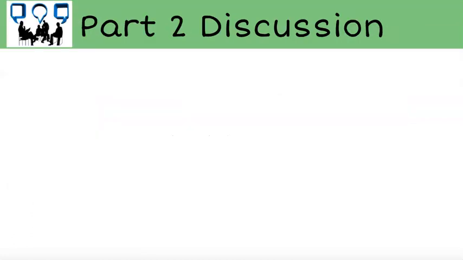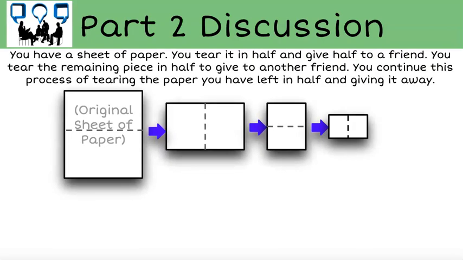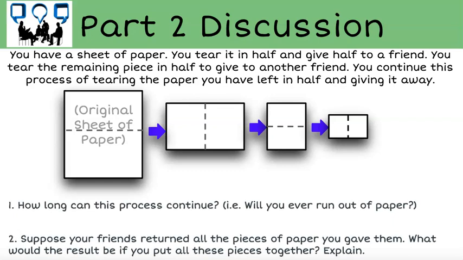In the discussion, you were asked to consider this scenario. You have a sheet of paper. You tear it in half and give half to a friend. You tear the remaining piece in half to give to another friend. You continue this process of tearing the paper you have left in half and giving it away. Question 1. How long can this process continue?